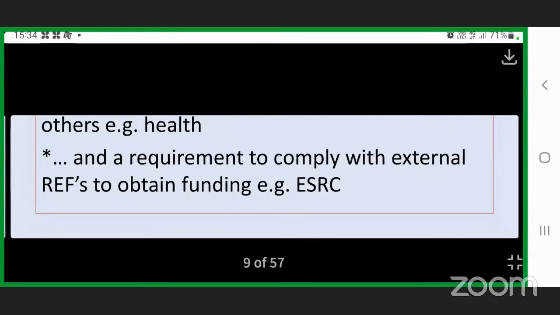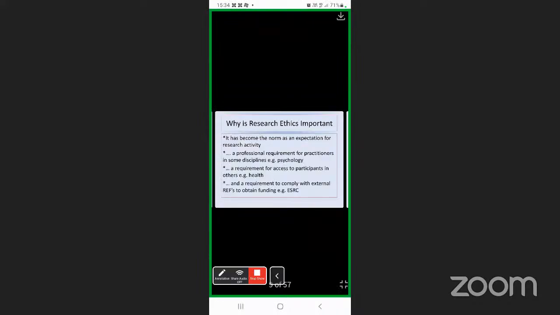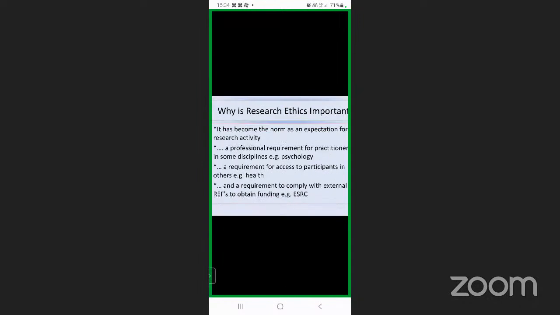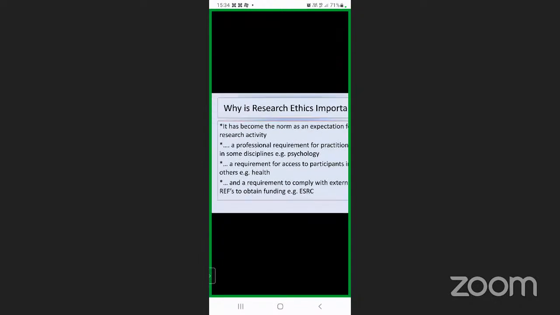Then there is the need to comply with external requirements to obtain funding. Many funding agencies are there, offering social benefit, and we must comply with these agencies which provide funding related to research ethics. Many times we write proposals for getting financial help for completing our research project. At that time also, this research ethics is important.